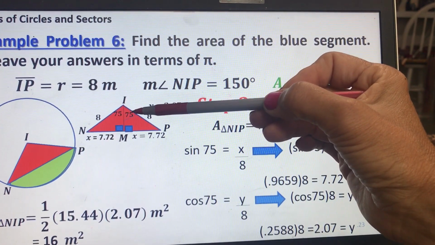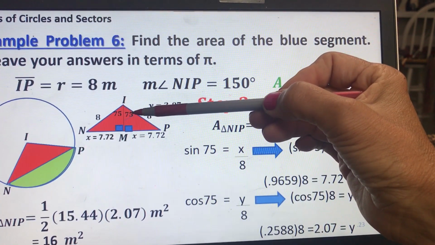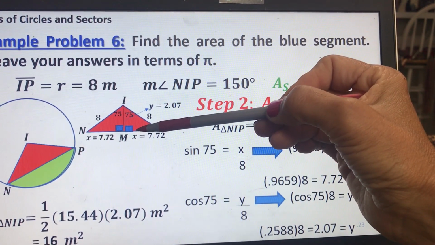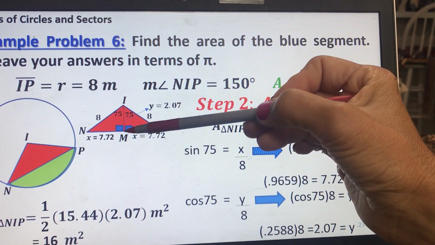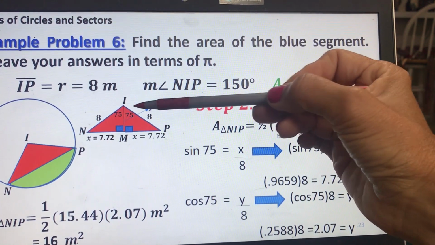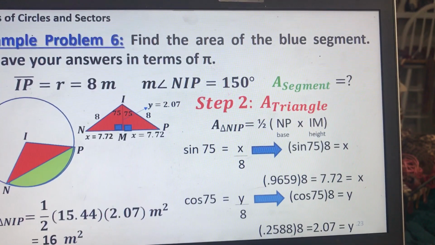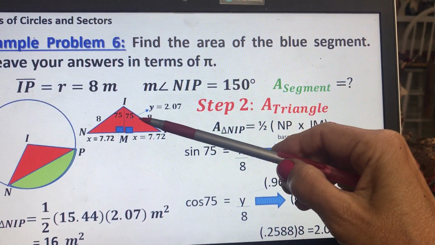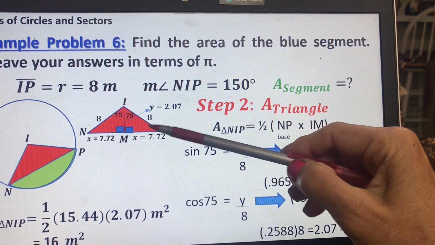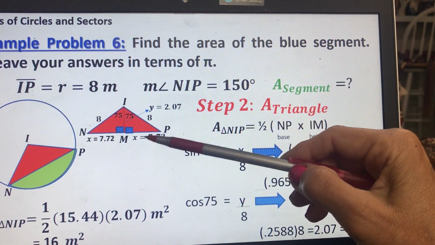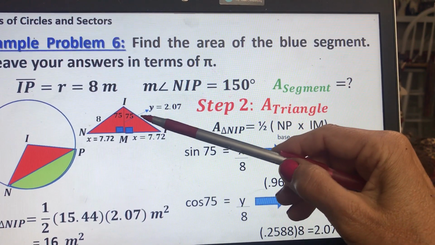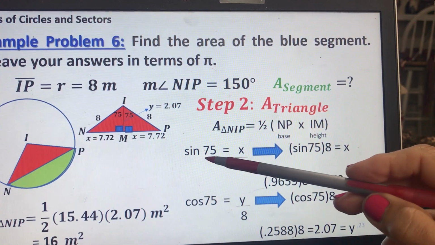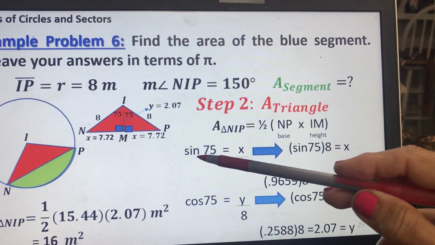Now, what trigonometric function establishes a relationship between the opposite side of angle MIP and its hypotenuse, which is IP? Because this is a 90-degree angle, remember, the opposite side of the 90-degree angle would be the hypotenuse. So we're looking for X. We have the hypotenuse and we have the measure of the angle. So in this case, we use the sine function.